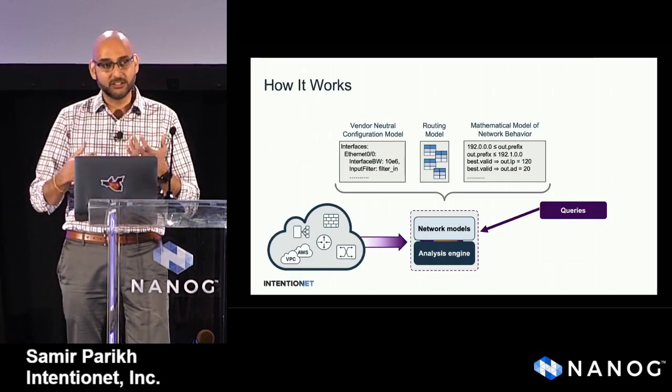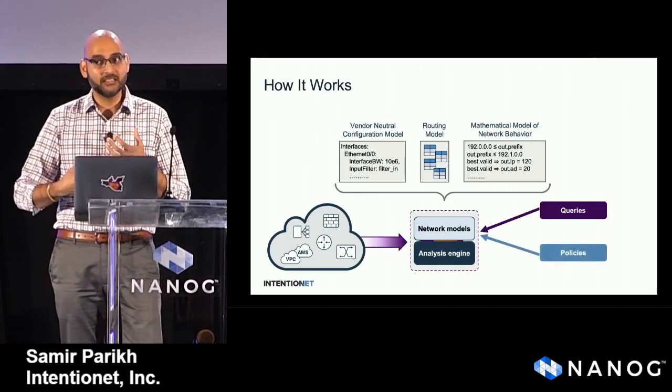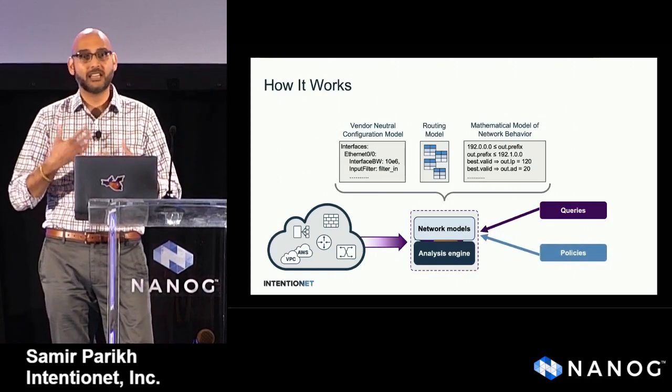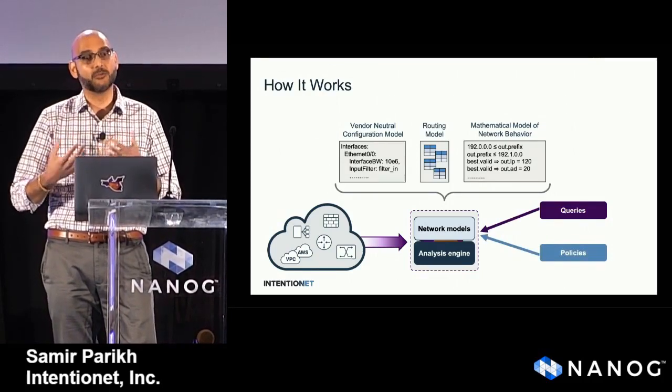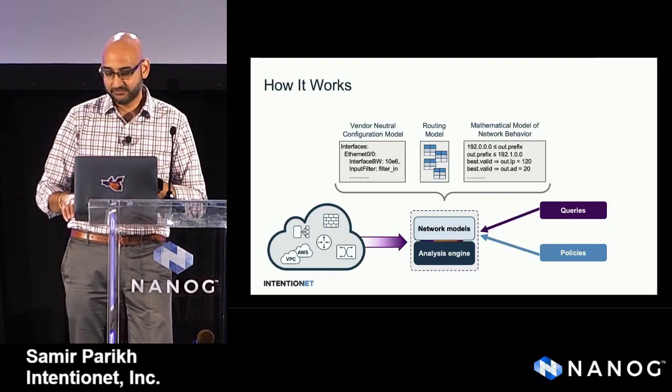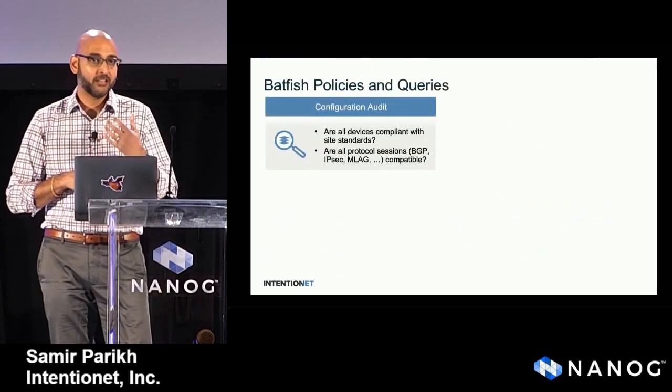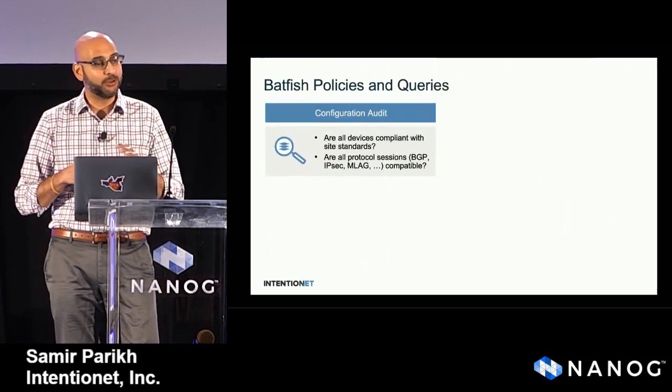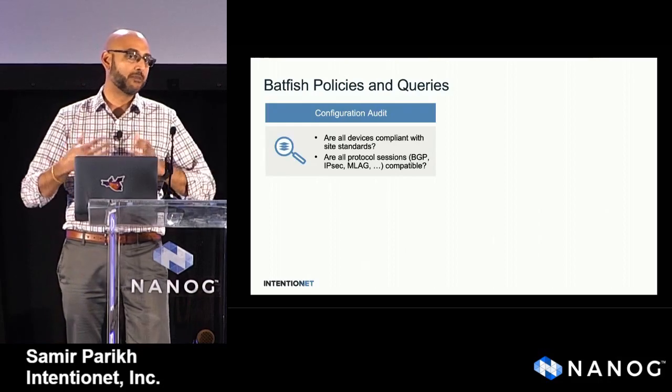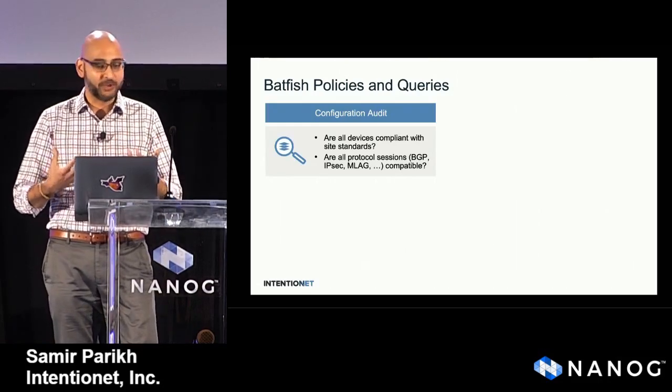And so you interact with a series of queries, or define a set of policies that Batfish will evaluate for you and tell you if the network is going to violate those policies or not. So from a category standpoint, there's four broad categories of queries and policies that you can interact with Batfish from.